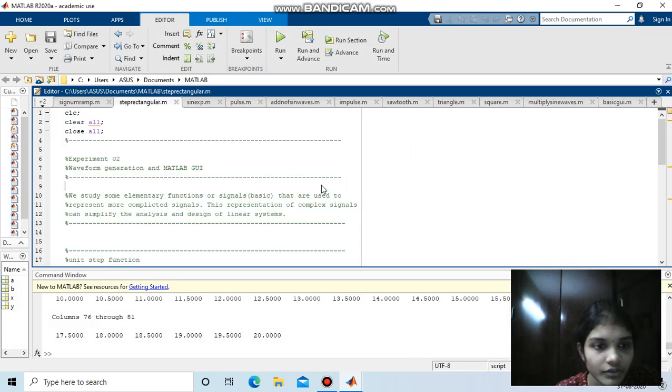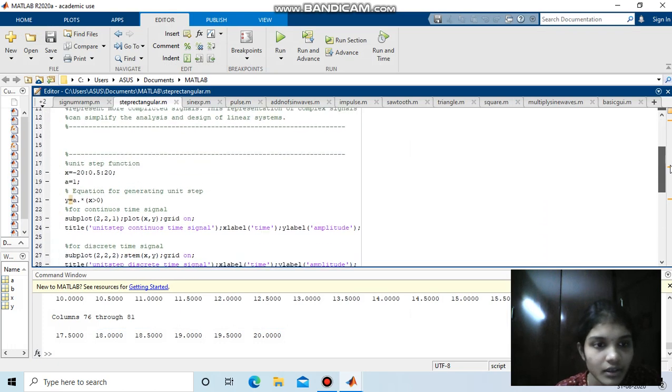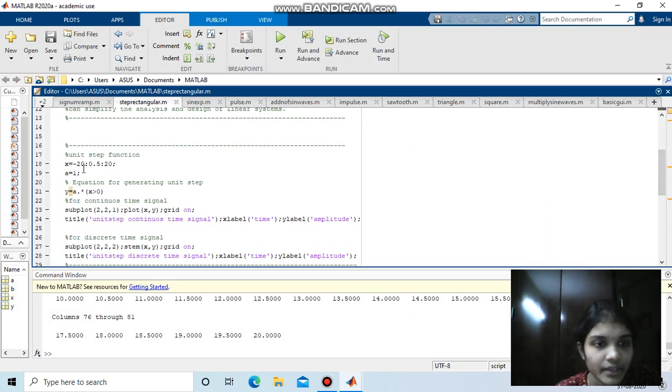If we see the code for the unit step function, I took a range of x from minus 20 to 20 and a is equal to 1, and I took y is equal to a product x greater than 0. That is, x greater than 0 is a logical operation that gives 1 for x greater than 0 and 0 for x less than 0. So we get the graph.